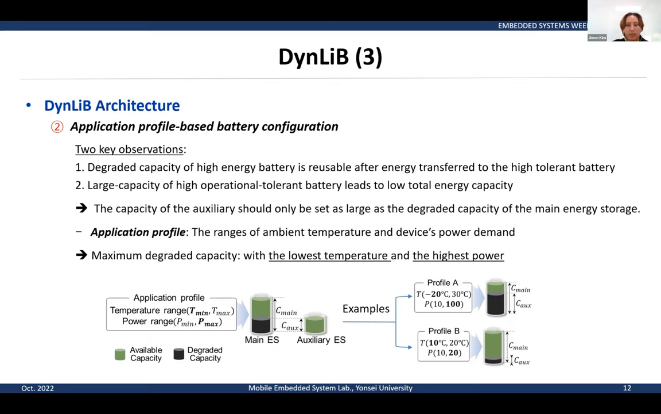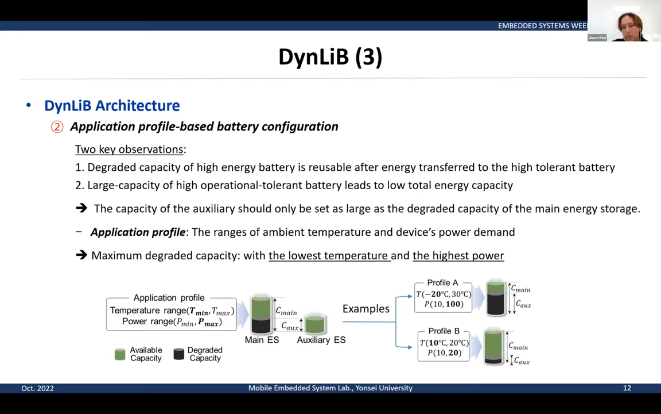Previously, we observed two battery properties. The first one was that the degraded capacity of the high energy battery can become reusable after the energy transfer to the high tolerance battery. And the second one was that the larger the capacity of the high tolerance battery, the lower the total capacity of the hybrid battery. So our key idea is to minimize the capacity of the auxiliary energy storage and make the most of it with energy transfer. Considering energy transfer, the capacity of the auxiliary energy storage is sufficient to store the degraded capacity of the main energy storage.